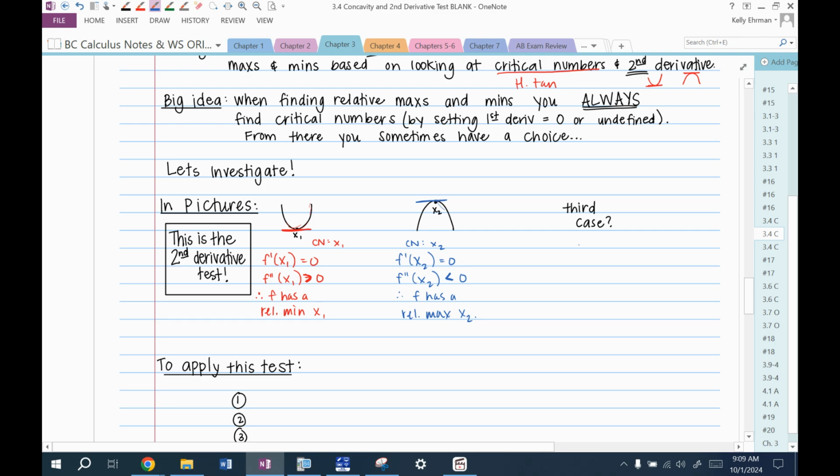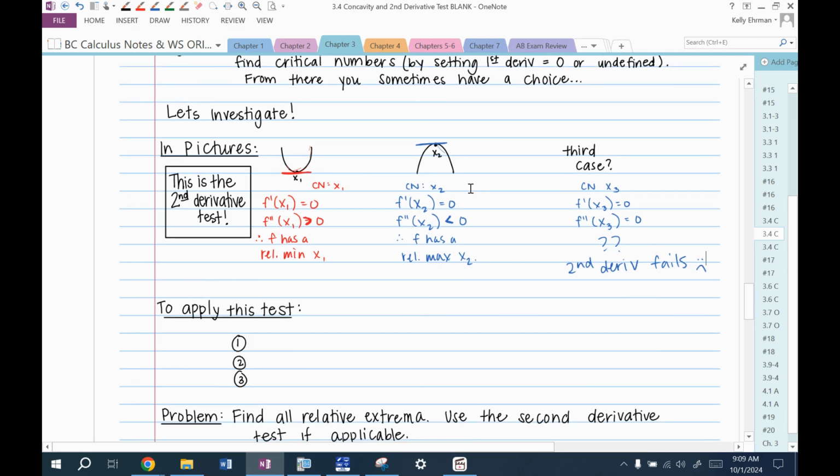So the third case is like, what if I get a critical number at x3, which means that f prime of x3 came out to 0. And what if the second derivative is not positive or negative, but it's equal to 0? Then this second derivative test is inconclusive. I'm just going to say it fails. That means that we have to go back and do the first derivative test.